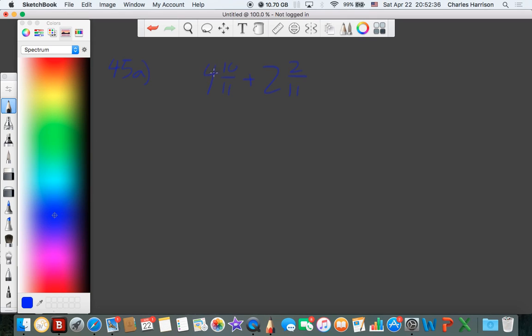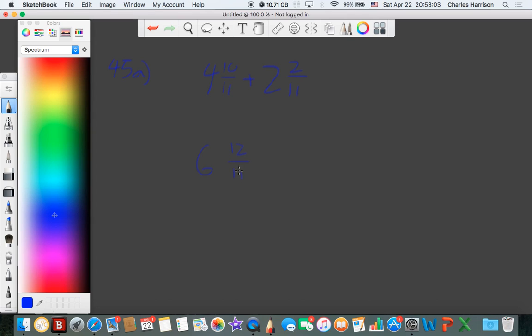Now what we can do is we can add the whole numbers, or the integers, right? These are integers, these are rational numbers or fractions. So 4 plus 2 is 6. Now we can take this, and it's 10 plus 2. We can do that because the denominators are the same. So it's going to be 12 over 11. Now here's the problem here. We have a whole number and we have an improper fraction. So we need to change it to a mixed number.